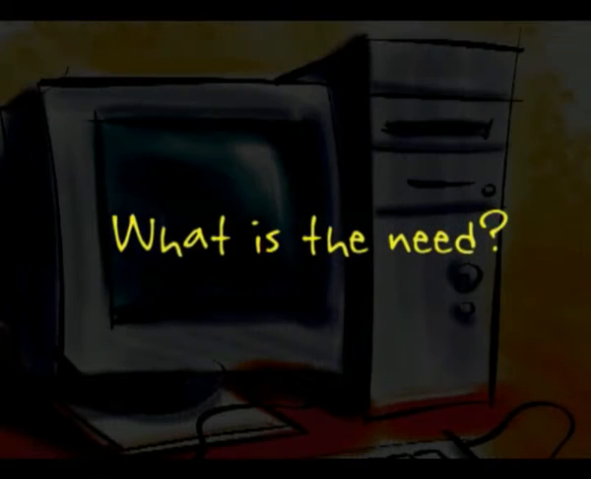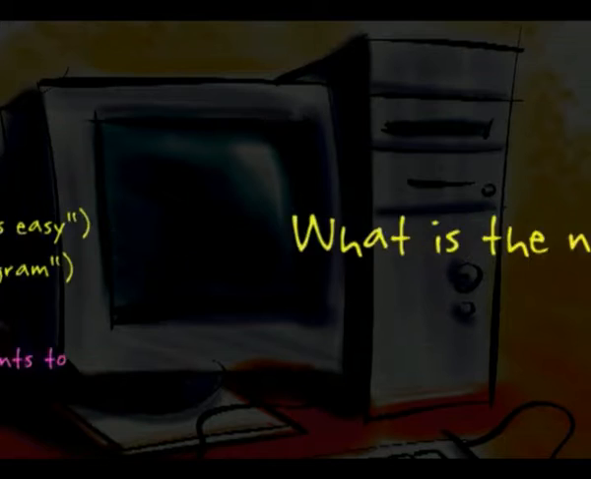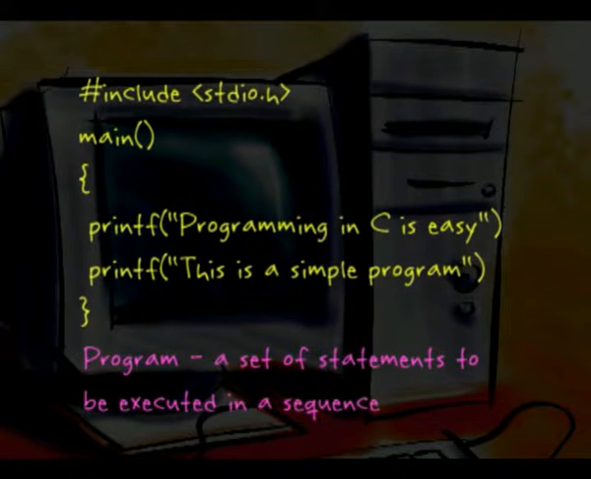The control structures that are available in C. Basically, what is the need for a control structure in C? We know that a program is a set of statements that has to be executed in a certain order or sequence. But there is sometimes a need for us to change the sequence of execution of the statements.